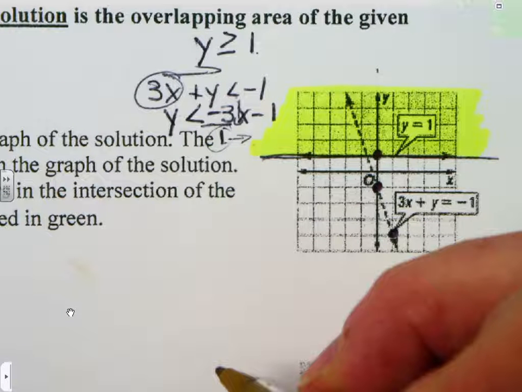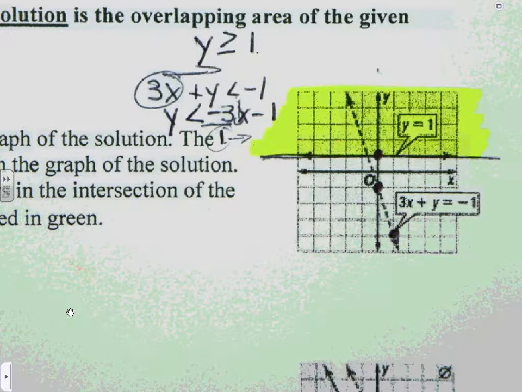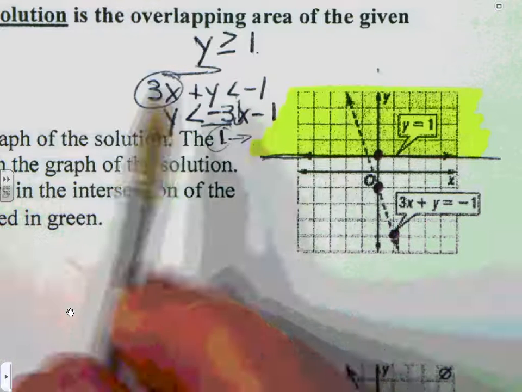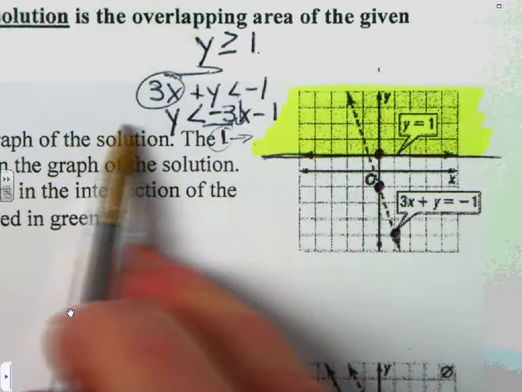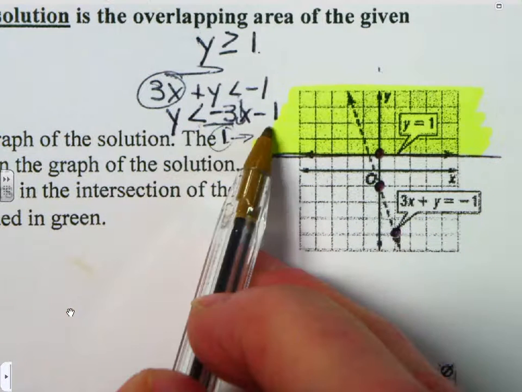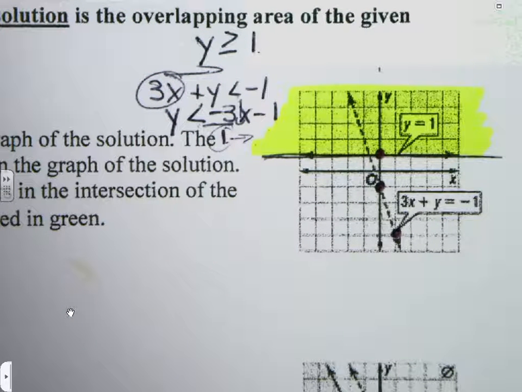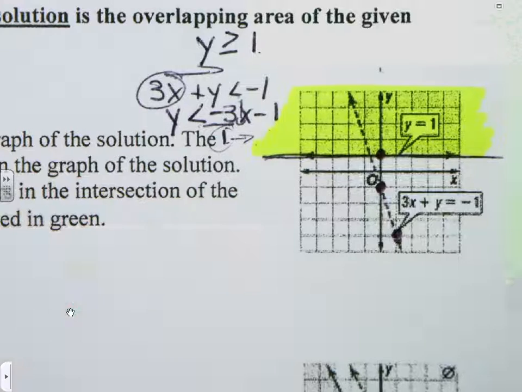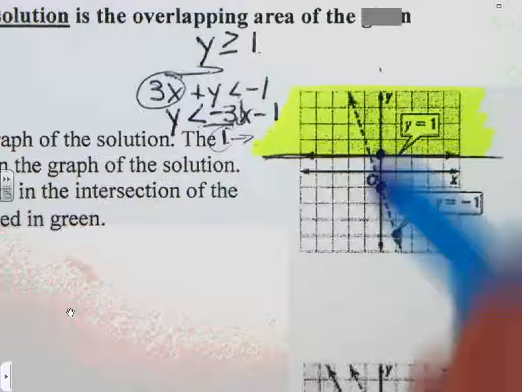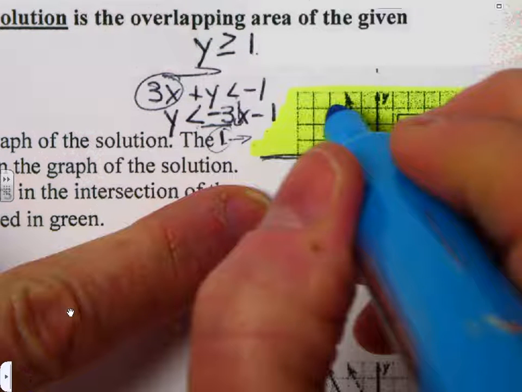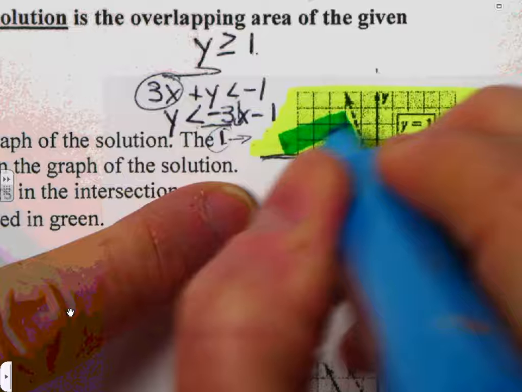Now, we have to decide where to shade this. The shaded part is what compared to your line? Lower than or less than. So we're going to shade below our line. So we have our dotted line that we just drew.